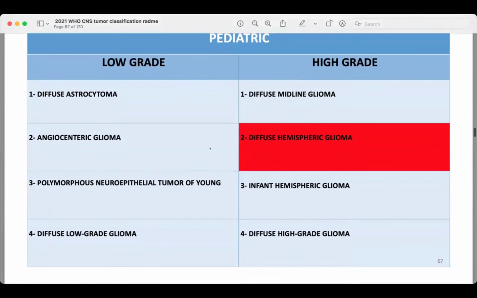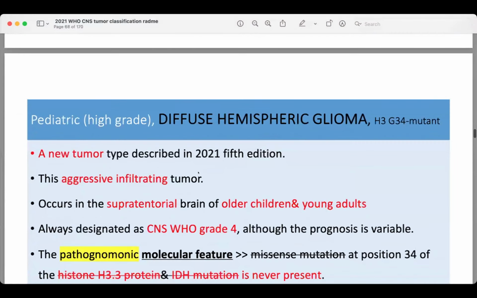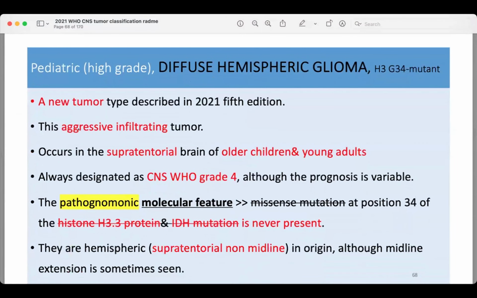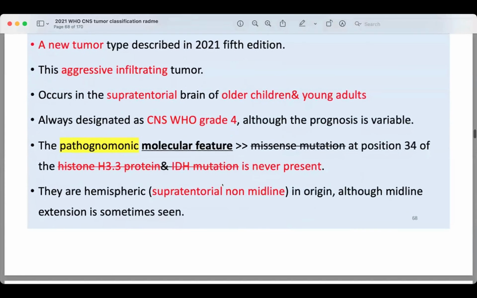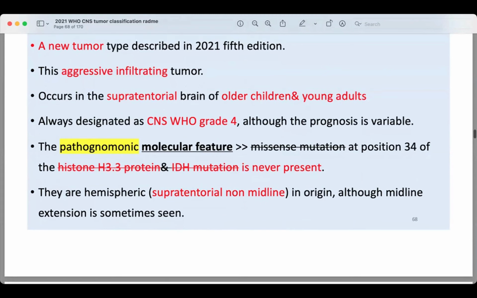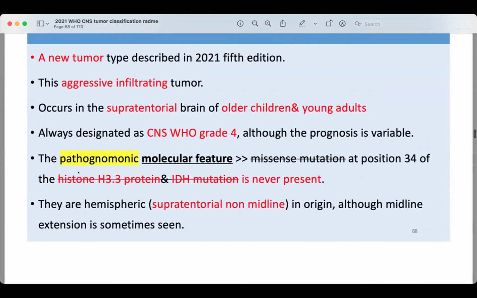The second subtype is the diffuse hemispheric glioma, so it is not midline. This is a new tumor introduced. It is aggressive and infiltrating, and it is always supratentorial in older children or young adults, always grade 4. All of these high grade gliomas are grade 4. The pathognomonic molecular features of it, that it is different from the previous one, is that it has no histone 3 protein, and the IDH mutation is never present.